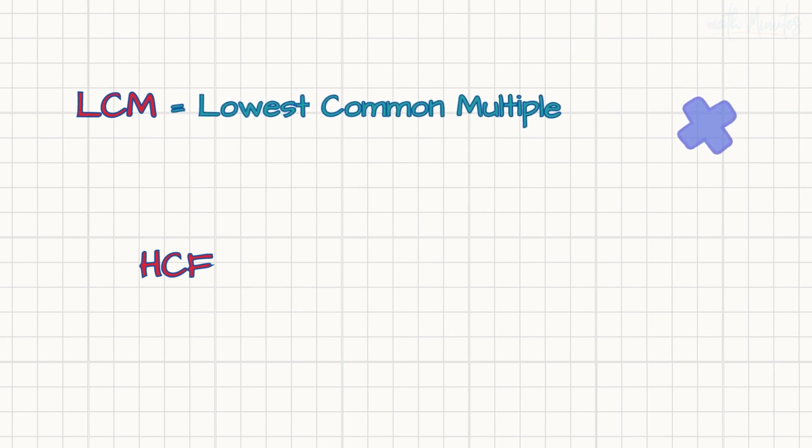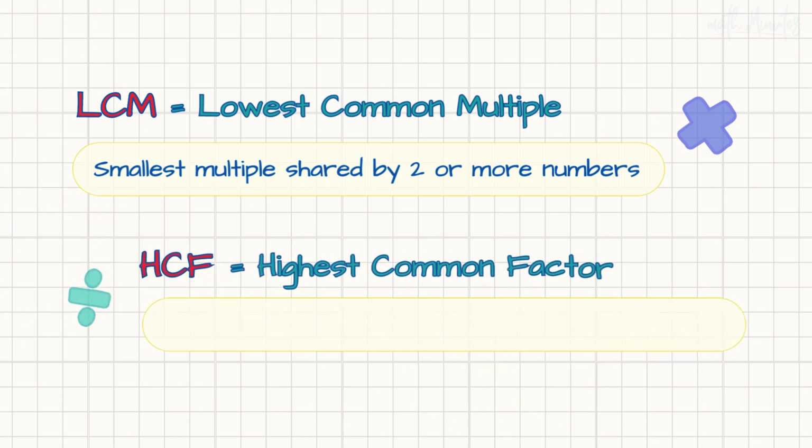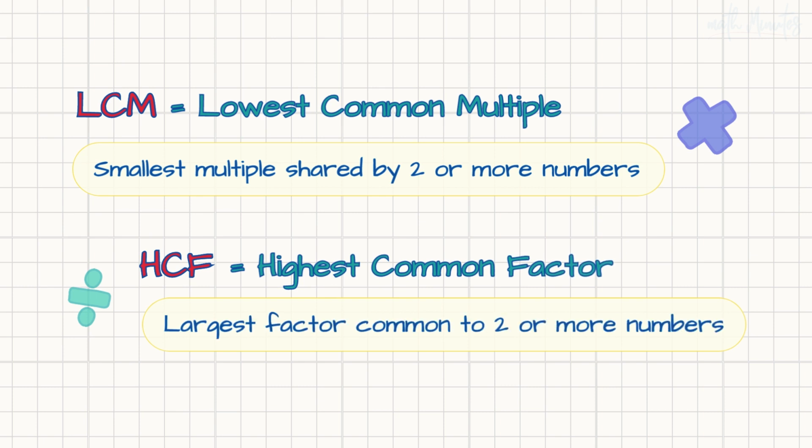Before we begin, let's quickly review what LCM and HCF are. LCM stands for lowest common multiple or least common multiple and is the smallest multiple shared by two or more numbers. On the other hand, HCF stands for highest common factor, which is the largest factor common to two or more numbers. Both LCM and HCF play a crucial role in various mathematical operations.